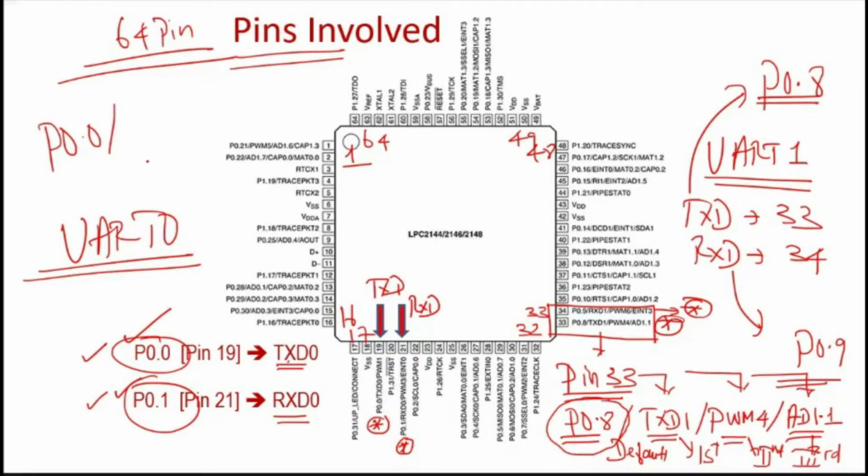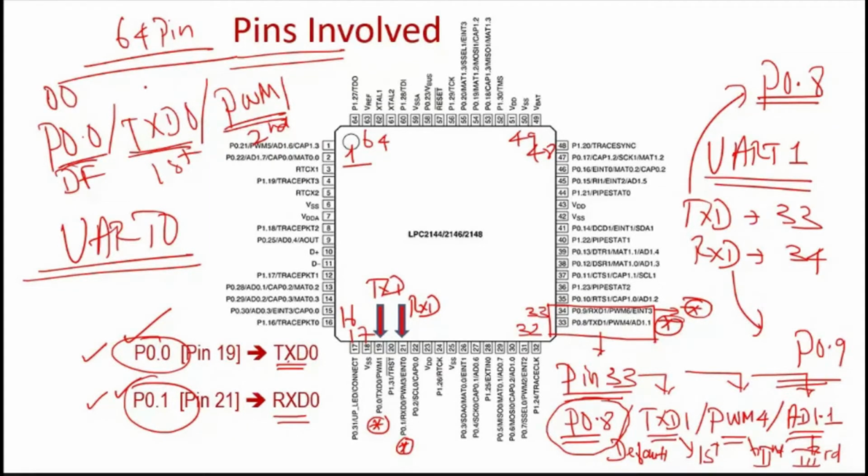0.0 is the default function. The first special function is transmit data 0, TXD0. Then the next special function is PWM1. There is no third special function. This is the default function, this is the first special function, this is the second special function. The third special function is not there for this particular pin. So this is 0, 0, this is 0, 1, this is 1, 0. 1, 1 doesn't have any meaning as far as this pin is concerned.